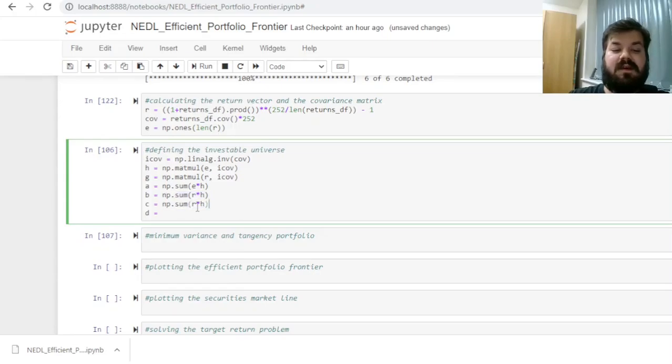And for C, we do the same, but with R times G. And here you can see the nice symmetry of the portfolio frontier constants.